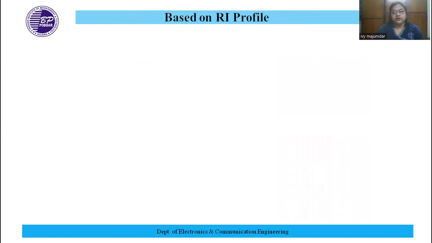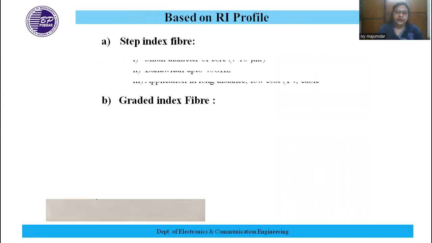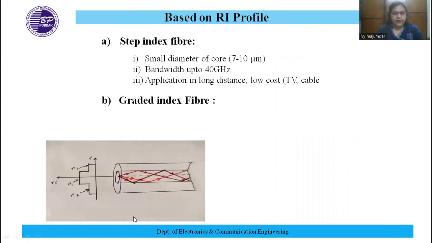Now, based on refractive index profile, it can be either step index fiber or graded index fiber. For step index fiber, the refractive index across the core will remain the same, and that is n1. And across the cladding, it will again remain the same, and that is n2, where n2 is slightly less than n1. So, the refractive index will follow a step-like profile.